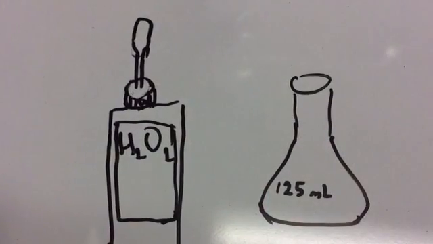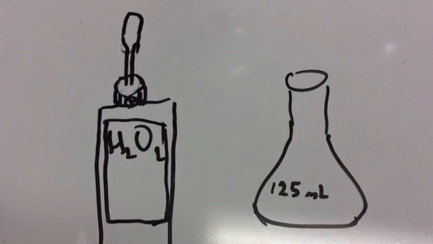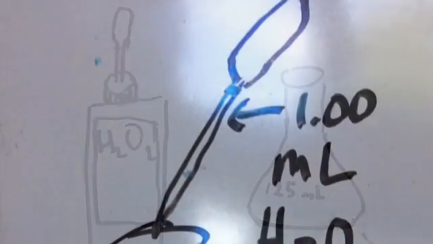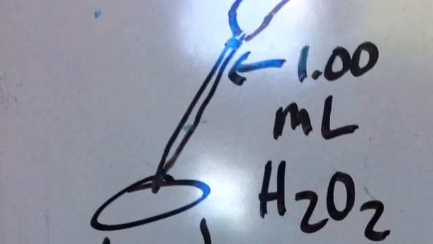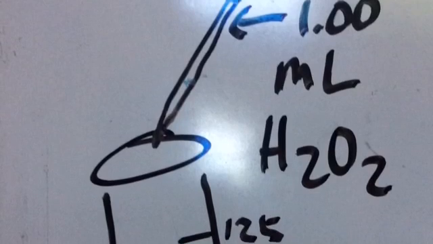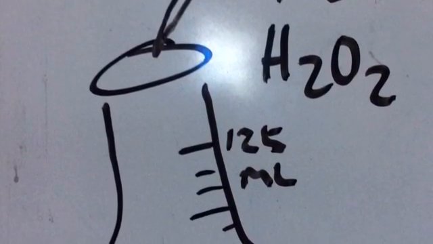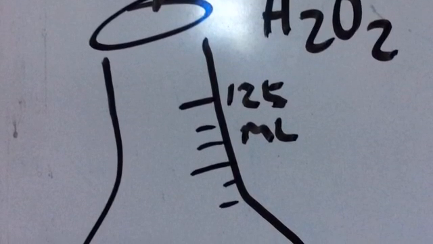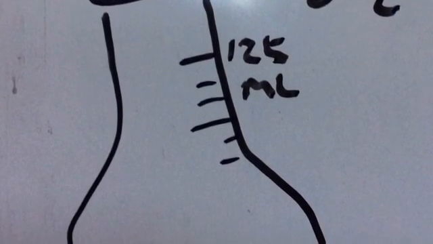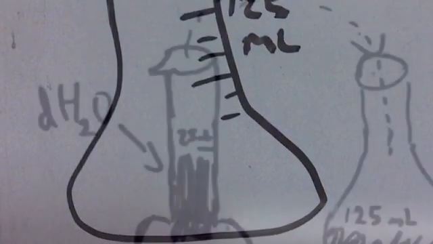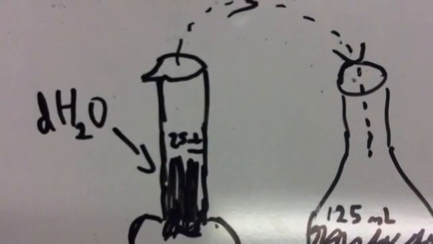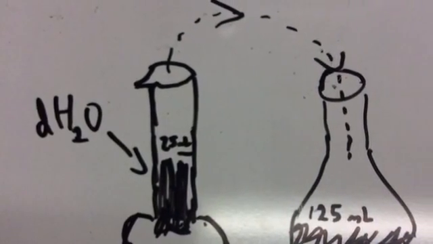Meanwhile, set up the reaction solution in a 125 milliliter Erlenmeyer flask. Use a disposable pipette to add exactly 1 milliliter of the hydrogen peroxide into the flask. Record the actual concentration of hydrogen peroxide on the label of the bottle for later use in error analysis. Add around 25 milliliters of distilled water to increase the volume of solution in the flask.